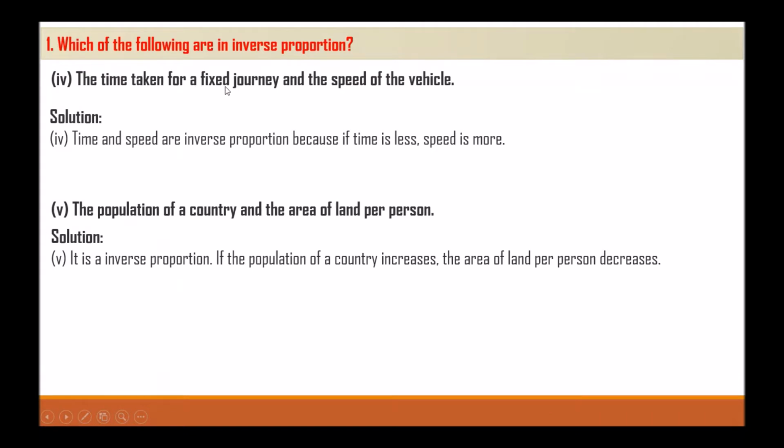The time taken for a fixed journey and the speed of a vehicle. The time and speed are in inverse proportion, because if time is less, speed is more. The population of a country and the area of land per person. It is in inverse proportion. If the population of a country increases, the area of land per person decreases.